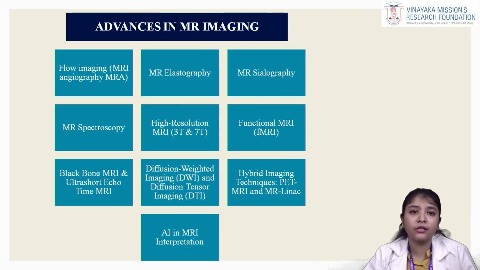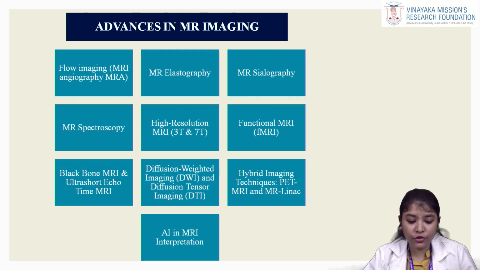Here it gives improved image clarity, early detection of dental and TMJ conditions can be appreciated, and better diagnosis of the soft and hard tissues is possible. Then functional MRI. It is helpful in assessing brain responses and helps in understanding bruxism and TMJ disorders, and it also monitors nerve function and pain pathways. Black bone MRI and ultra short echo time MRI. Here it is helpful in visualizing the hard tissues like jaw bones and teeth.